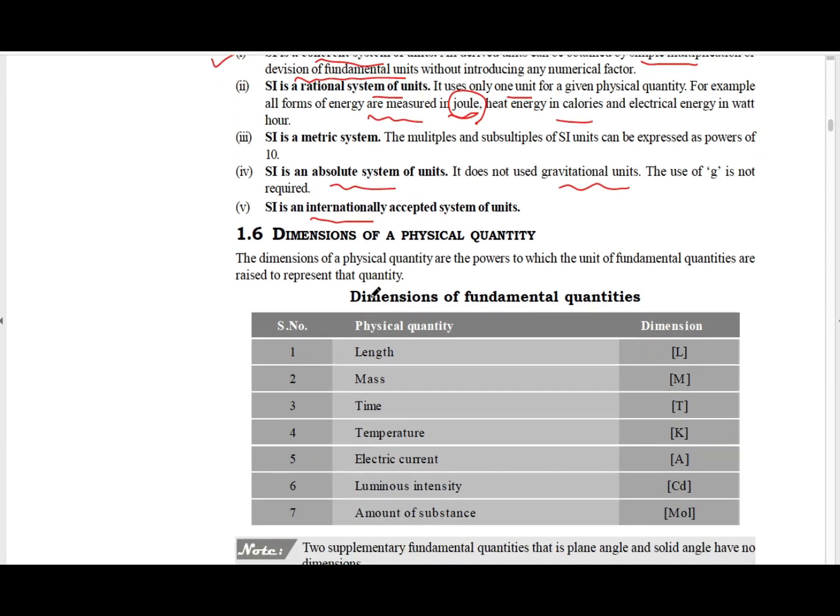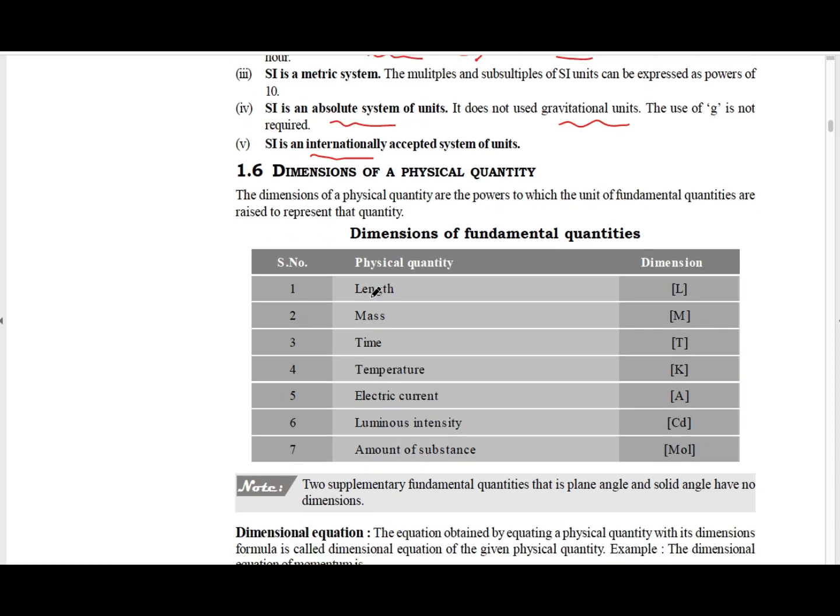Next is dimensions of a physical quantity. If we know the unit of a physical quantity, we can easily find out the dimensions of that physical quantity. These are the seven fundamental units which we have talked about, and now how we can explain the dimensions of these fundamental quantities.